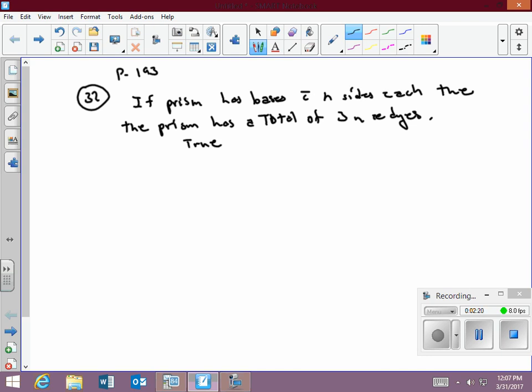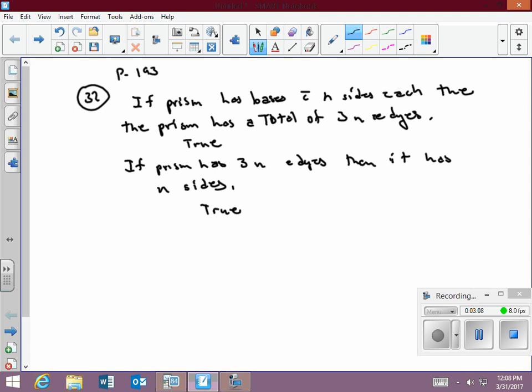So then we have to do the converse. The converse is: if a prism has 3n edges, then it has n sides. And that's going to be a true statement.